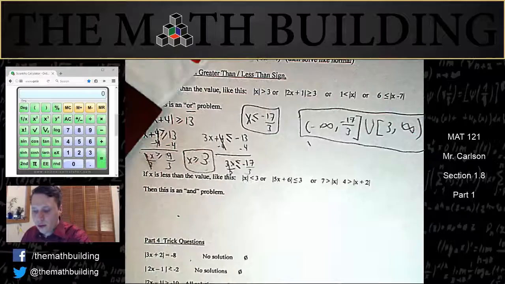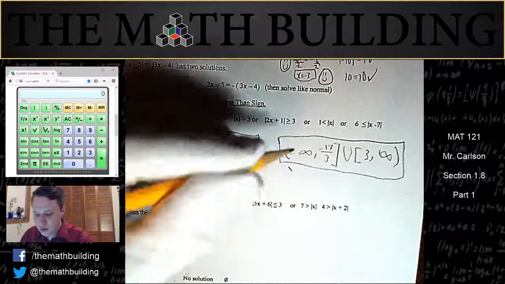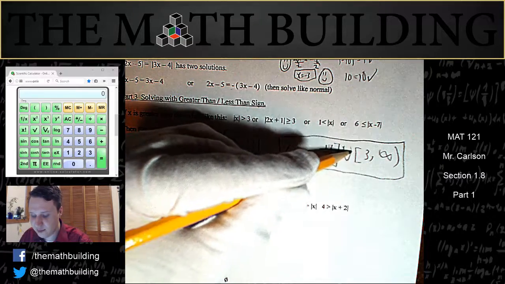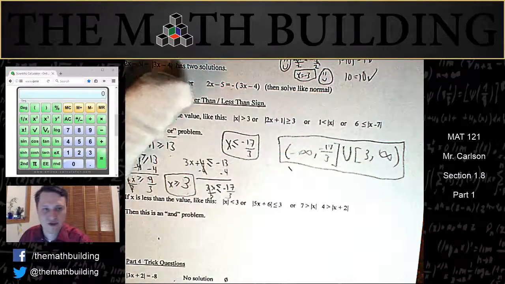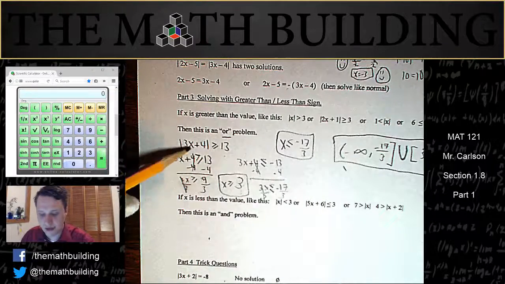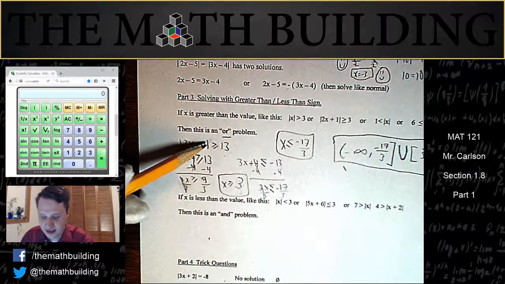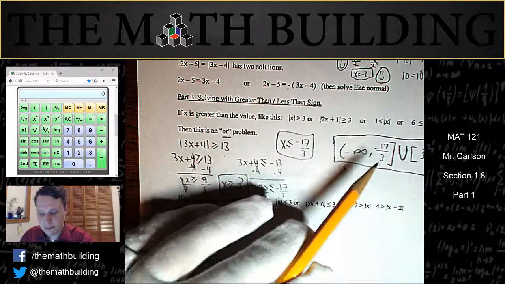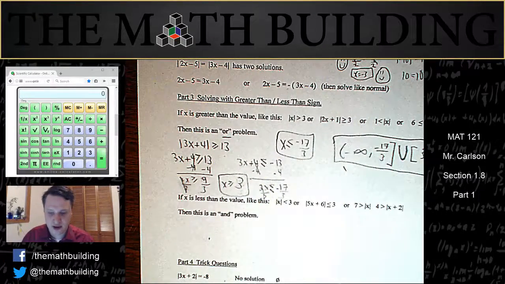So notice with an OR problem, we're going to get two sets and the union symbol in between them. And that's the procedure for solving them. So if it is x is bigger than, or the absolute value of x is bigger than, you break it into two equations, solve them both, and both of those are your answers in interval notation.